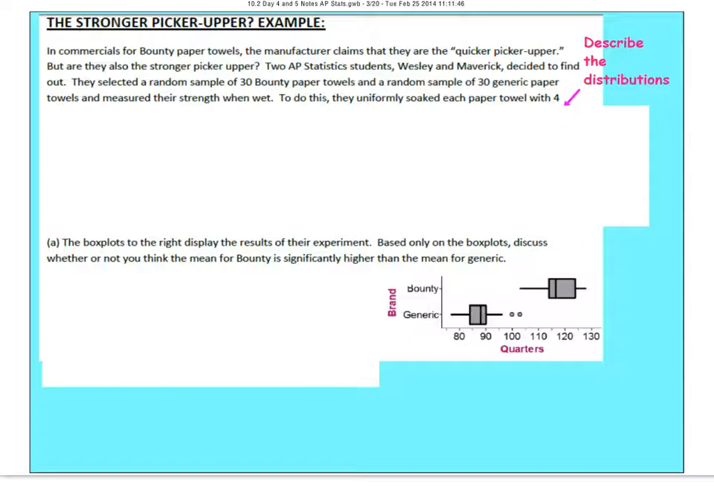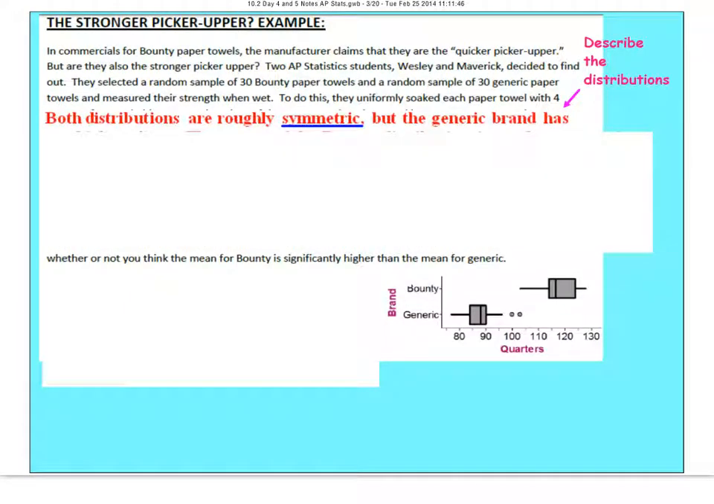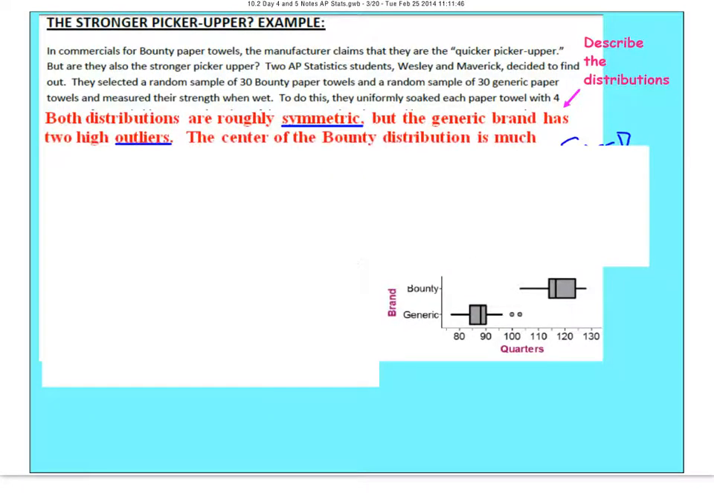So to describe this distribution, they basically are asking us for SOCS. Now here we also have the actual box plot for each of the outcomes in terms of how many quarters it took. Let's describe the distribution in this case. What we could say is that both distributions are roughly symmetric, but the generic brand has 2 high outliers that we see. And folks, remember, if you put this data in your calculator under list 1, you can do a stat plot and it'll actually do the modified box plot for you, which computes the outliers. So I highly recommend doing that because then you don't even have to do the outlier test.